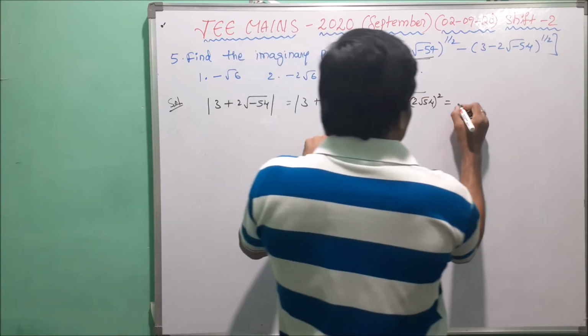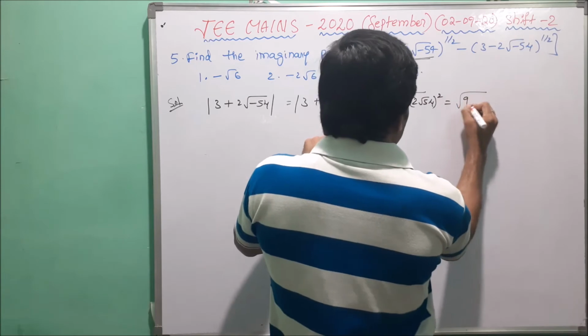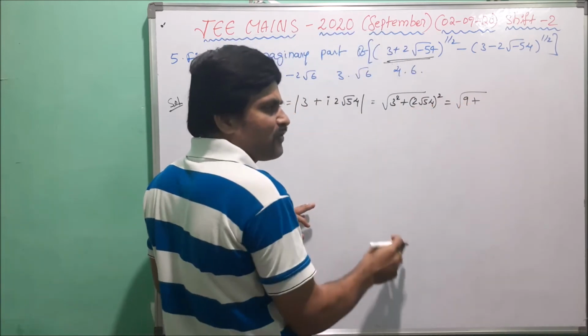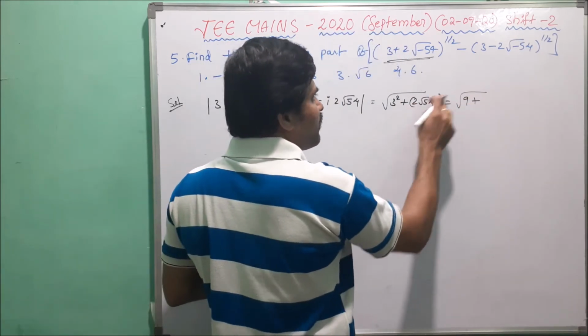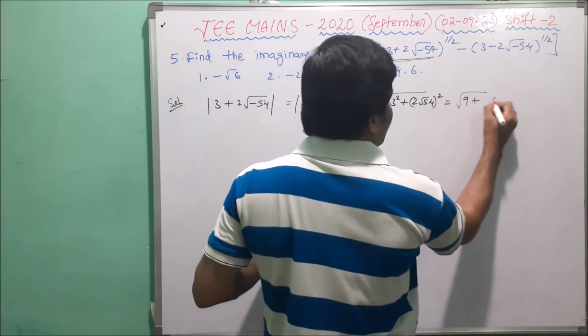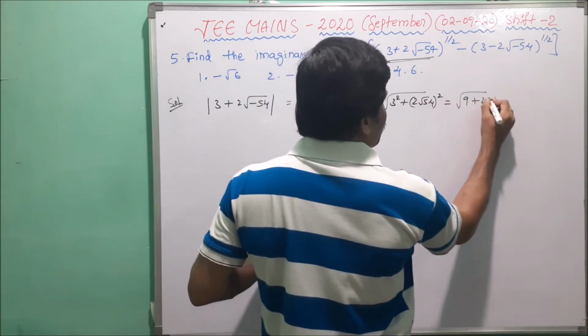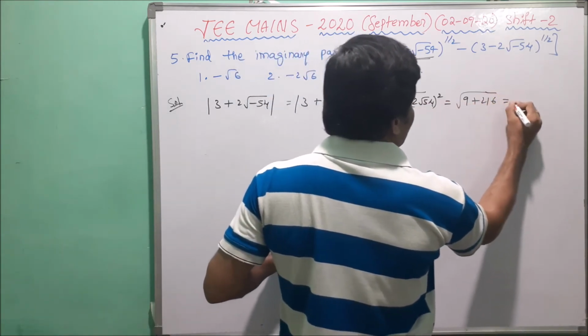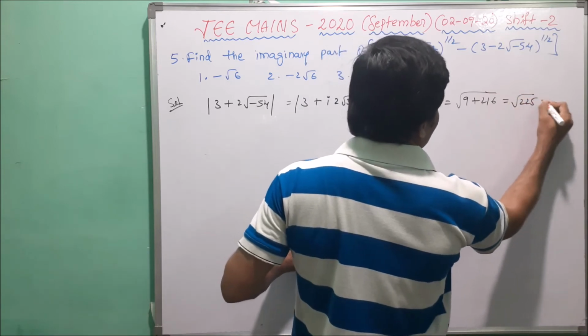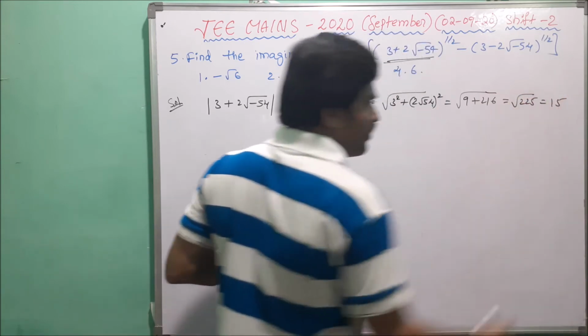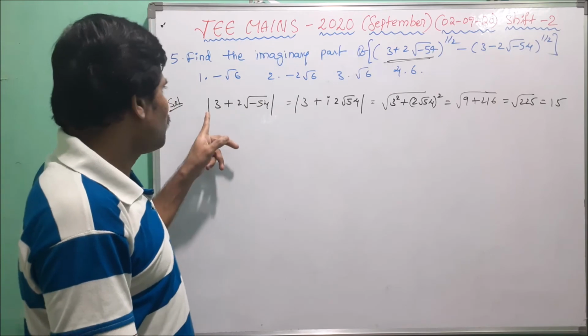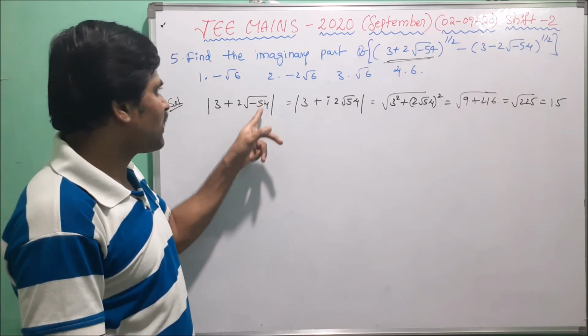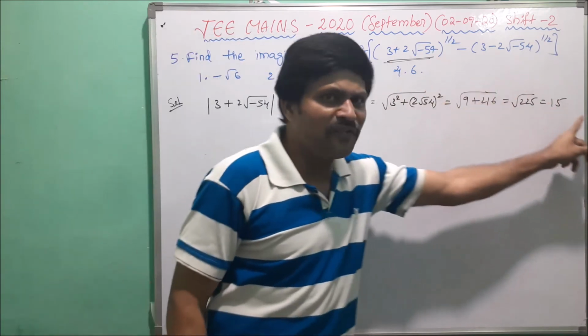Now that is equal to 3 square means 9, plus 2 root 54 whole square, this is 4 into 54. 4 4s are 16, 4 5s are 20 plus 1, 216. So 9 plus 216 can be written as square root 225, that is always equal to 15. So the modulus of 3 plus 2 root minus 54 is 15.